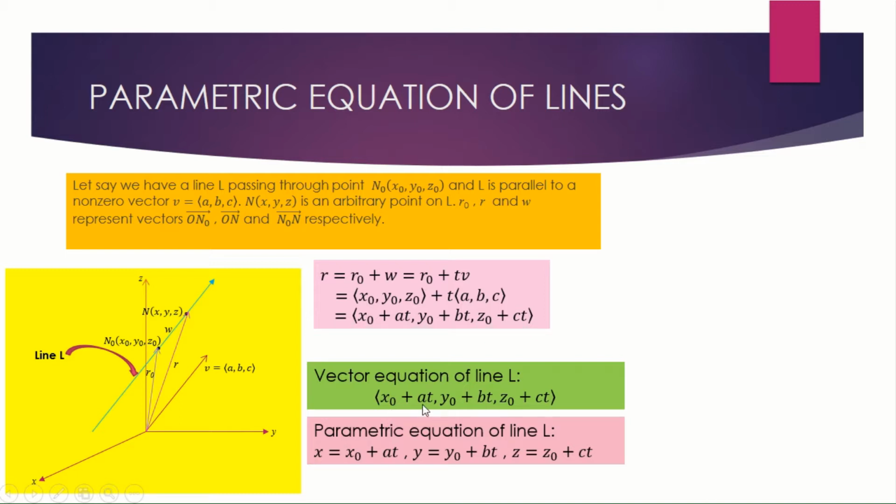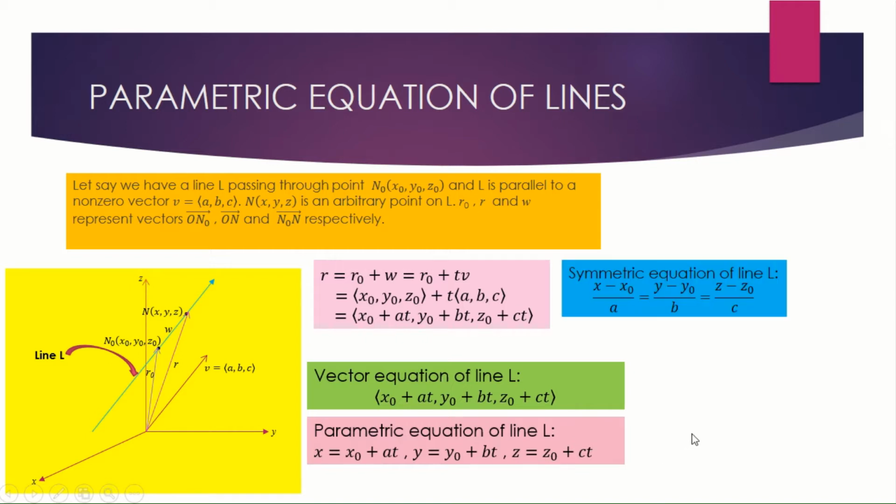So this represents x is equal to x naught plus at, y is equal to y naught plus bt, and the last element of the vector represents z equal to z naught plus ct. We can also write the symmetric equation of line L: x minus x naught divided by a is equal to y minus y naught divided by b is equal to z minus z naught divided by c. So we have three ways to write the equation of a line: the vector equation, the parametric equation, and the symmetric equation of line.